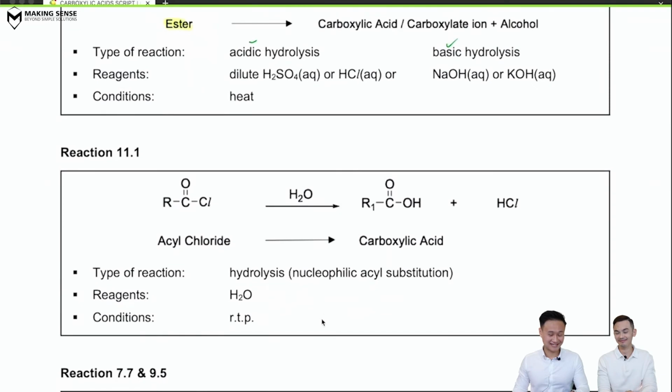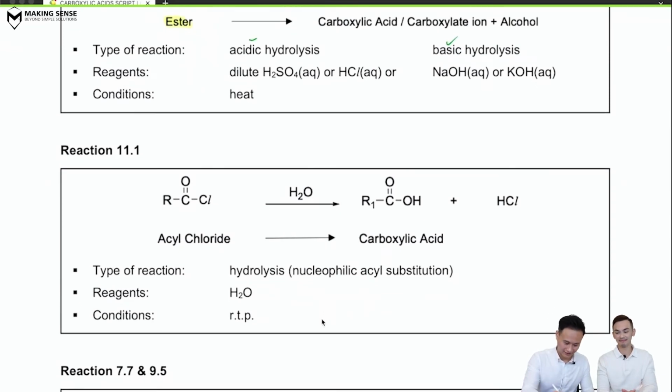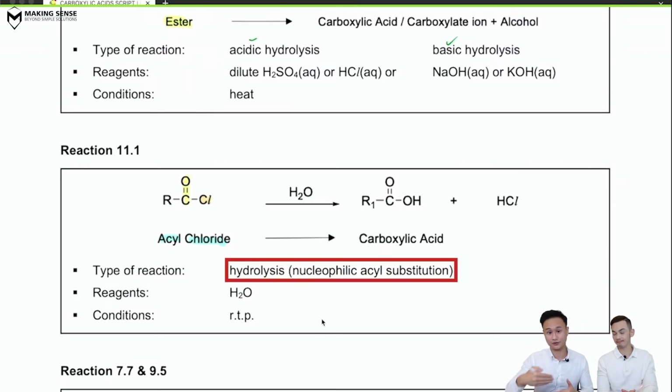Okay, now reaction 11.1, yet again, is a brand new functional group that you have not seen before. We call this an acyl chloride. And remind yourself, acyl is this C double bond O. So you have an acyl and literally have a chloride here. So this reaction is called, once again, hydrolysis. So do this with me.